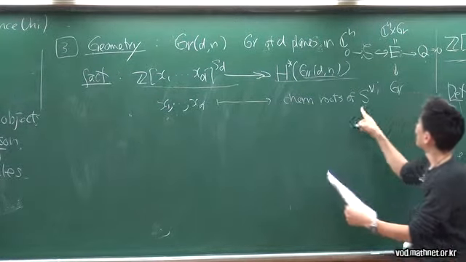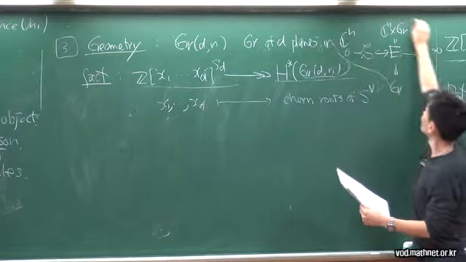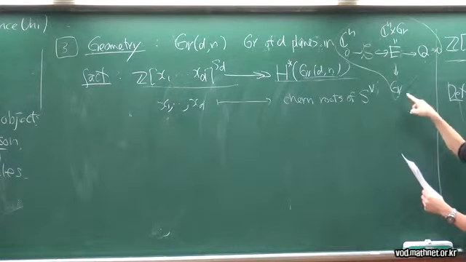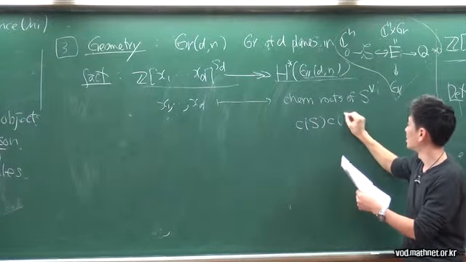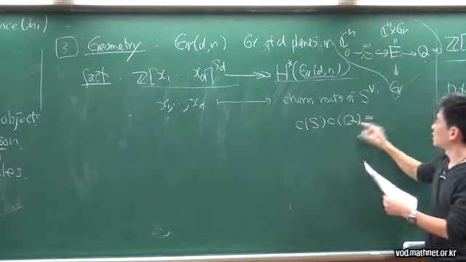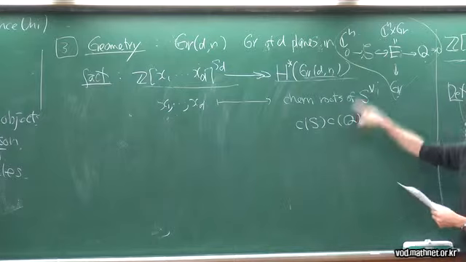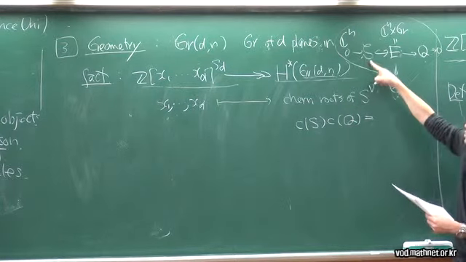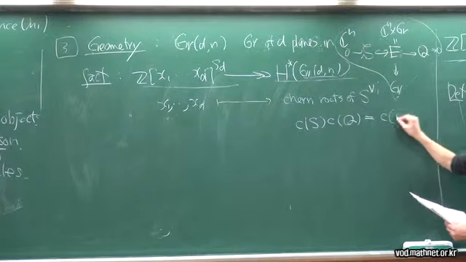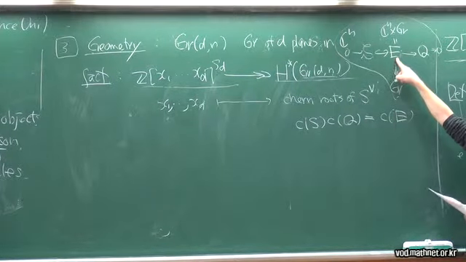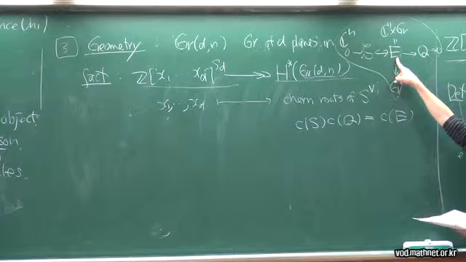And also when you look at this sequence, you have a relation: the total Chern classes of S and Q multiply to the total Chern class of the one in the middle, when you have a short exact sequence.